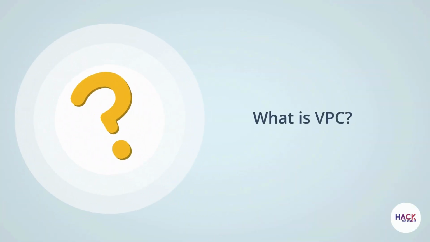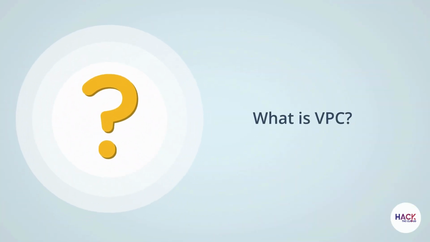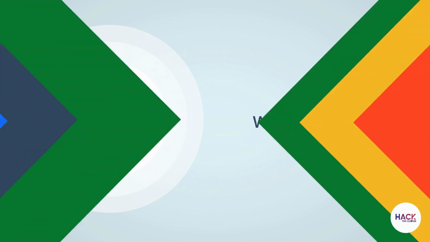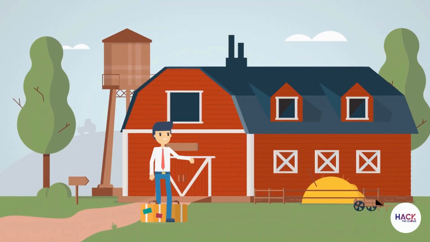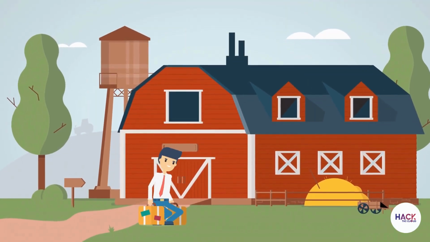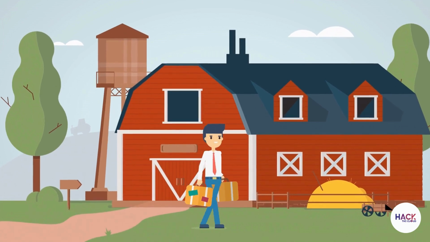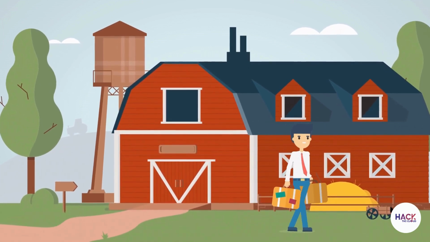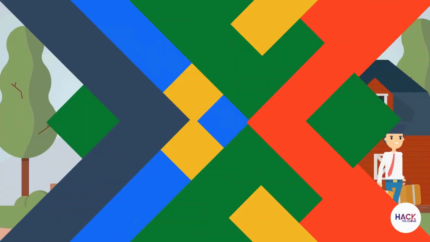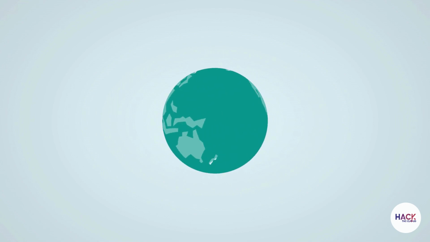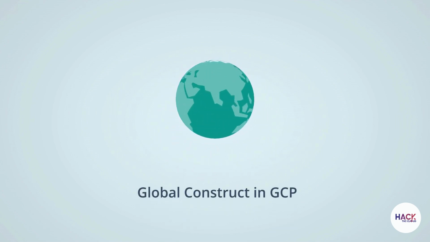What is a VPC? So, first things first. What in the world is a virtual private cloud? Imagine it as your very own neighborhood in the cloud, complete with picket fences and no pesky neighbors. It's a logical representation of an on-premises network, but the best part? It's a global construct in GCP. That means your cloud neighborhood can stretch around the world without any zoning laws.